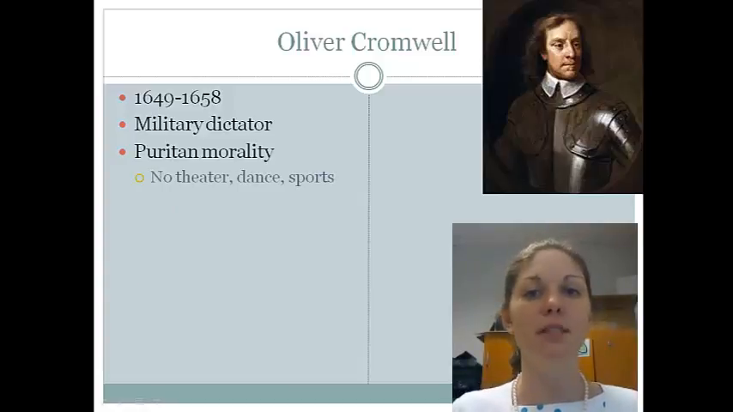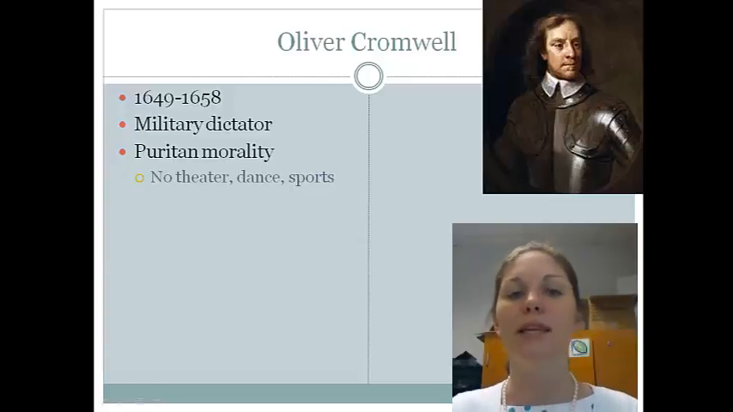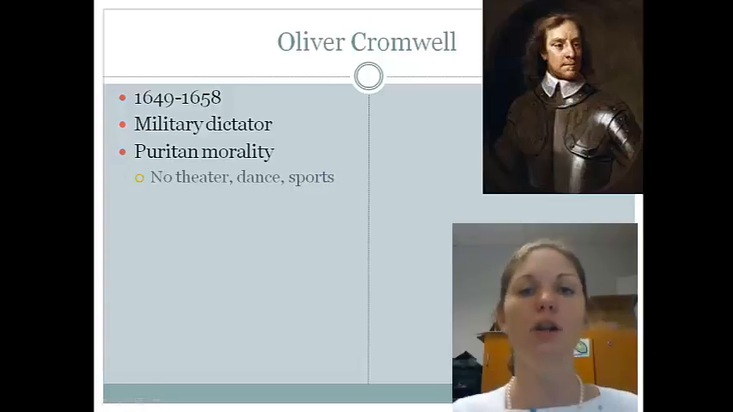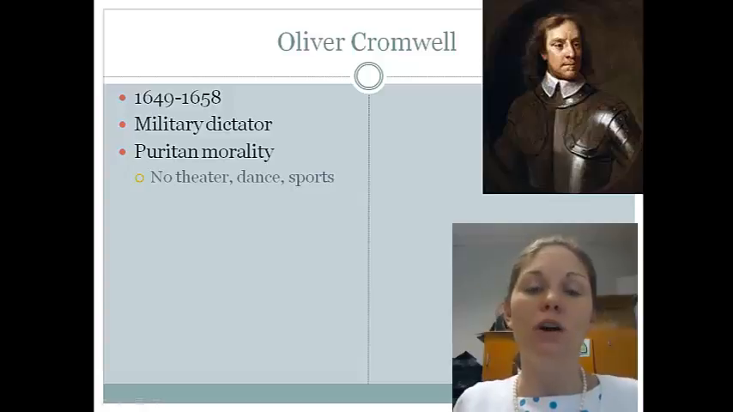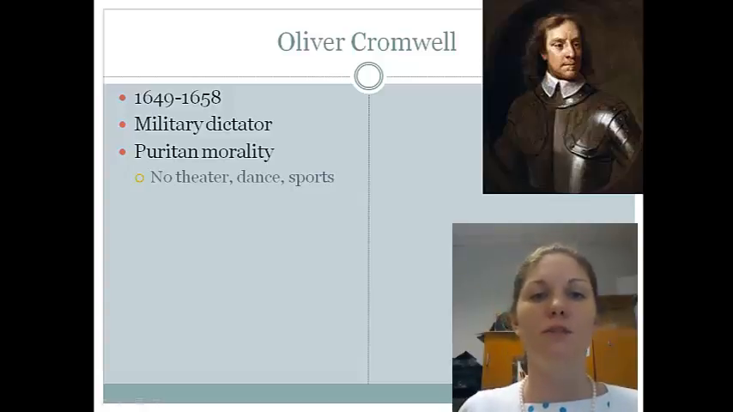So under his military dictatorship, he institutes Puritan morality, which just means that he is following the practices of Puritans. And some of those practices were no dancing, no gambling, no theater, no playing sports. Those kind of things were seen as immoral for Puritans. So he institutes Puritan morality throughout England.